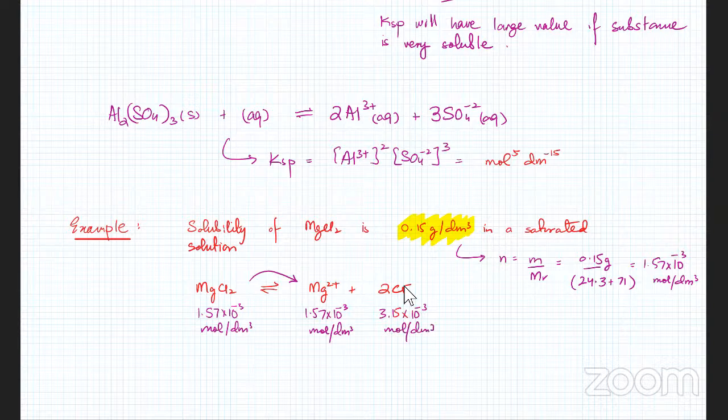Okay, so remember what solubility means. Solubility means that this is the amount of salt that has already dissolved. So you've got these ions in solution. So now what do you have to do? You just have to write the expression for KSP.